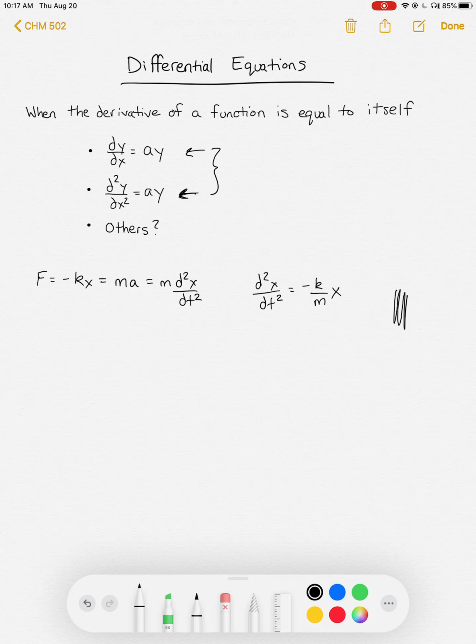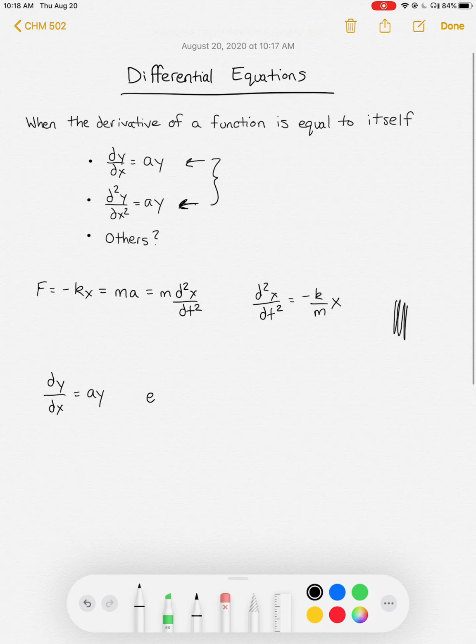So the first example is if we have a derivative of some function y with respect to x, and that's returning us the same function multiplied by a constant. So if you want, you can go ahead and pause the video here and think about what kind of function would fit this differential equation. And the kind of function that would is, of course, an exponential function. So if we have some function, say y is equal to e to the ax, and we take the derivative of this function, we're going to bring down that coefficient in the exponent. So we have a e to the ax, which is just equal to a times y, which is what the differential equation is giving us.